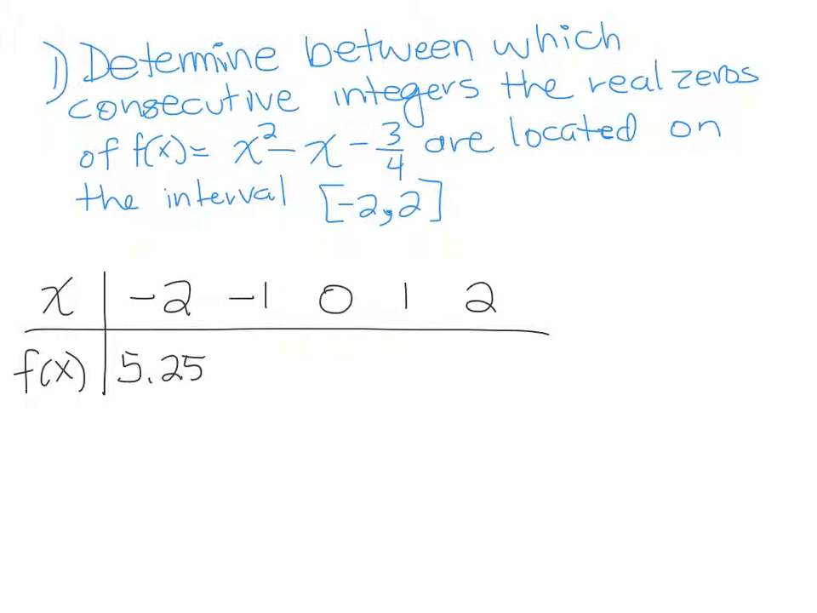And then you try -1, you plug in the value in the function. And when you simplify that, that's going to be 1.25. At x equal to 0, that's just -3/4, which is -0.75. At x equals 1, plug it in, that's -0.75. At x equals 2 it is 1.25.